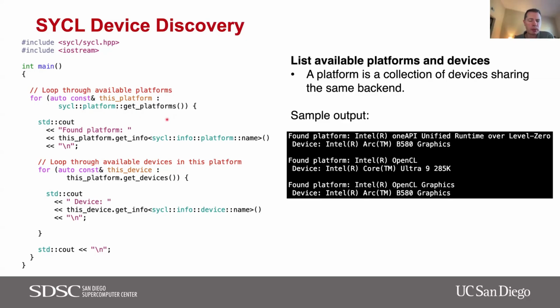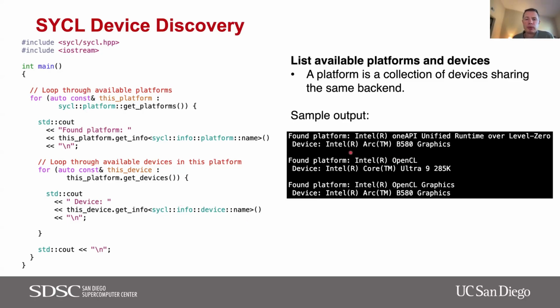We have a get platforms function, and then we can say for, yeah, so what are we doing? We're looping over all the platforms. We're printing which platform we have, which backend basically, and then we're looping through all the available devices on that platform, right? And then we're using the get devices function, and we're printing all the different devices.